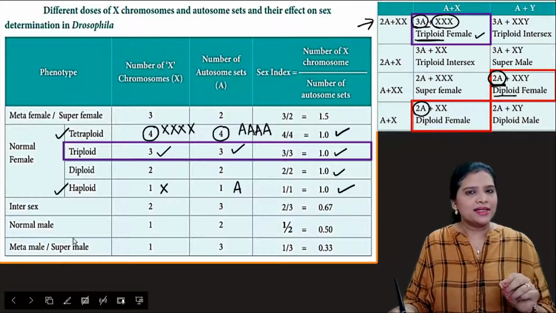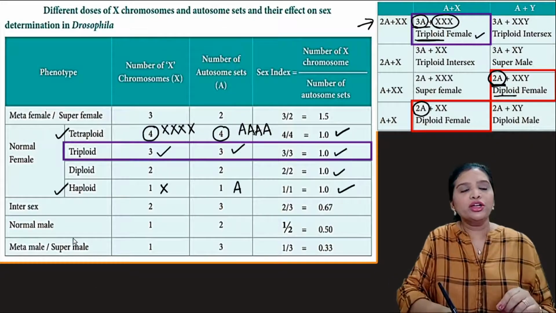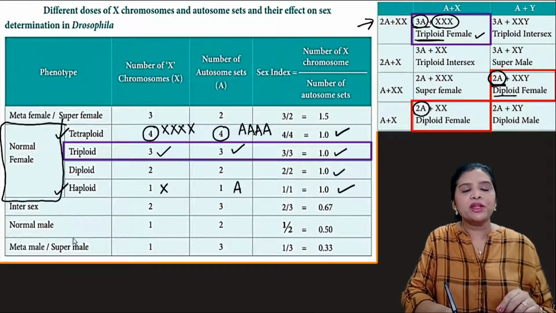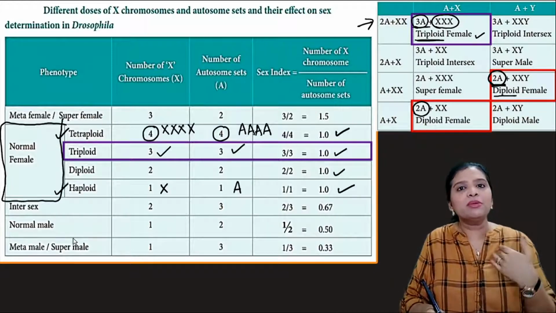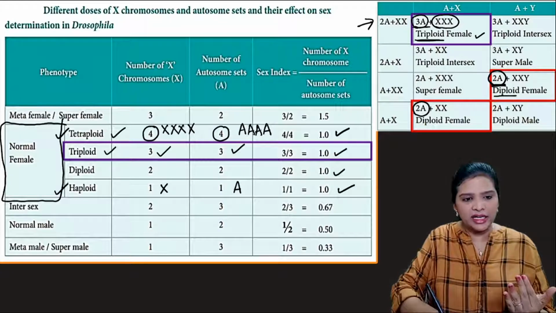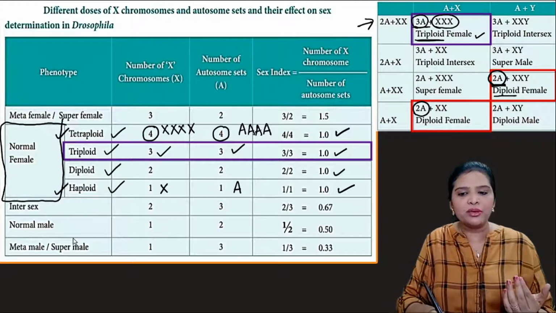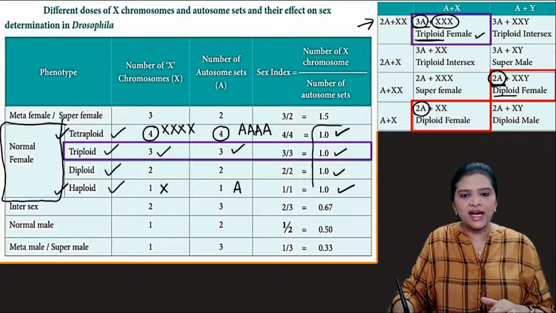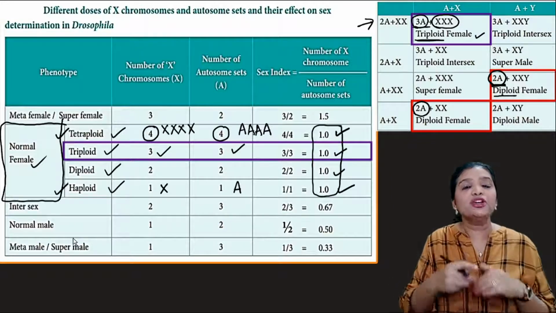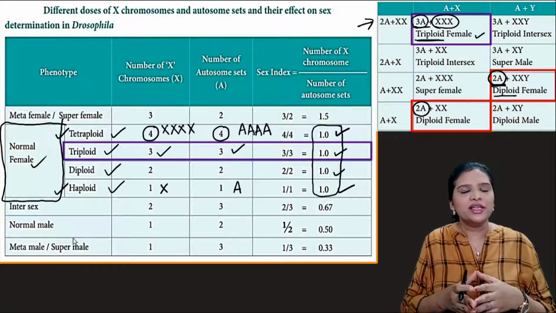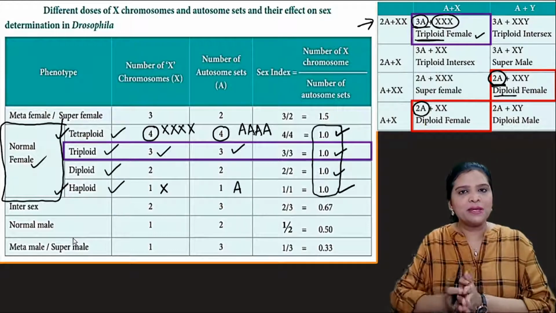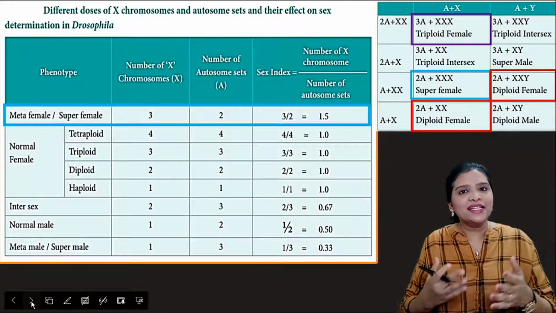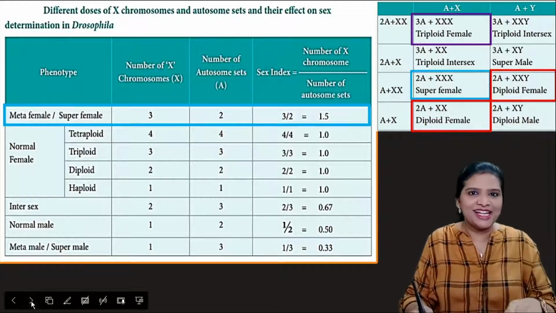So what you must understand here is, in order to have a normal female Drosophila, whatever the ploidy, whether it is tetraploid, triploid, diploid or haploid, when the sex index ratio comes as 1, the organism will be a normal female. So here a sex index ratio of 1 means normal female. Got it? Now let us see the other conditions, how the super female and males are produced.